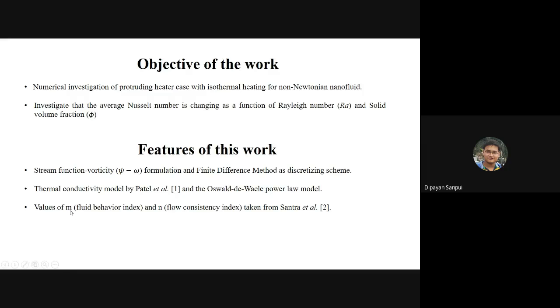The values of those rheological indexes have been taken from Chhatra et al., a numerical paper, and actually this paper acquired the data from Putra et al., an experimental paper. So actually the values of M and N were from an experiment.